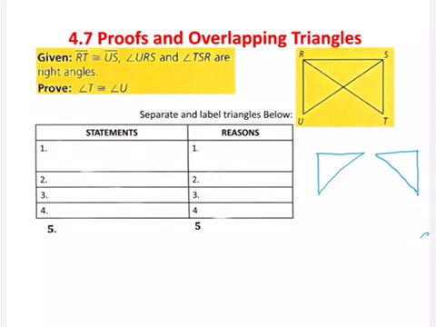So we've got U, R, and S, and then R, S, and T. Now back to what it was telling us. It was telling us that RT is congruent to US. So this segment and this segment are congruent. Angles URS and TSR are right angles. So URS is here, TSR is here. And they want us to prove that angle T is congruent to angle U.